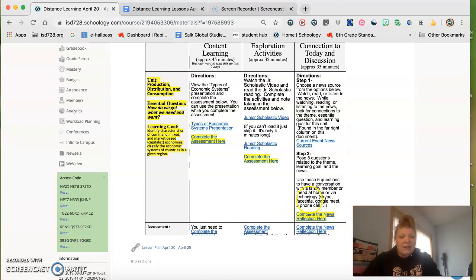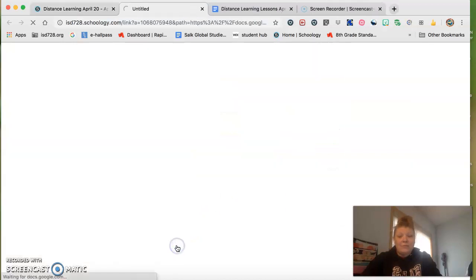You'll see that they're highlighted here, and those are all Google Forms. So we're just going to stick with that. It seems like it's an easy format for you guys to turn things in. It's an easier format for me to be able to grade things. So we're going to stick with that. If you have any concerns, please let me know. Send me an email. But we're going to jump right into the unit.